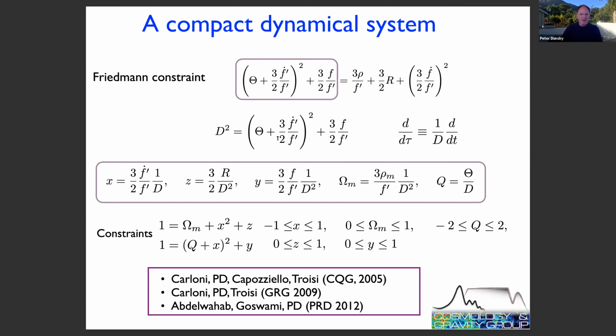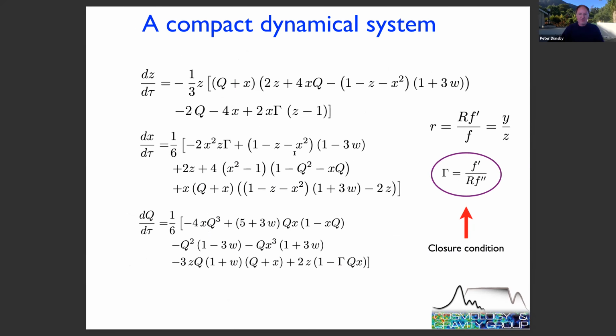And in this way, you can also formulate a compact dynamical system and derive a set of autonomous differential equations which describes the full dynamics of any F(R) theory of gravity. The problem with this setup, however, is that the system does not close. There's a closure condition that needs to be obeyed.